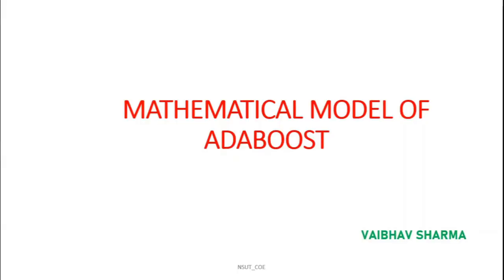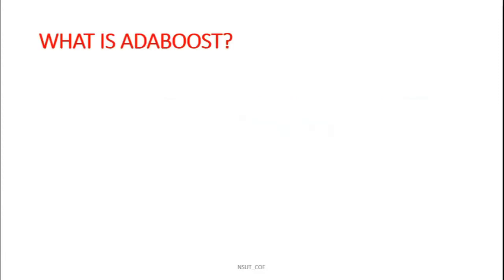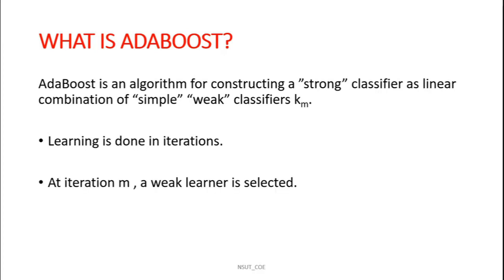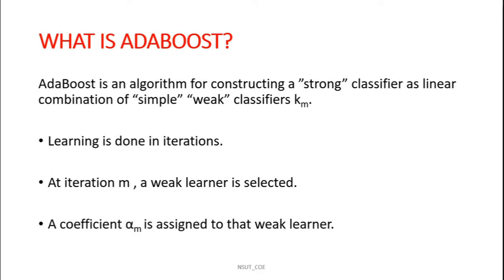Hi, in this video we will learn the mathematical model of Adaboost. So what is Adaboost? Adaboost is an algorithm for constructing a strong classifier as a linear combination of simple weak classifiers. Learning in Adaboost is done in iterations. At iteration m, a weak learner Km is selected and a coefficient alpha m is assigned to that weak learner. This coefficient alpha m is nothing but the weight that is assigned to that weak learner.